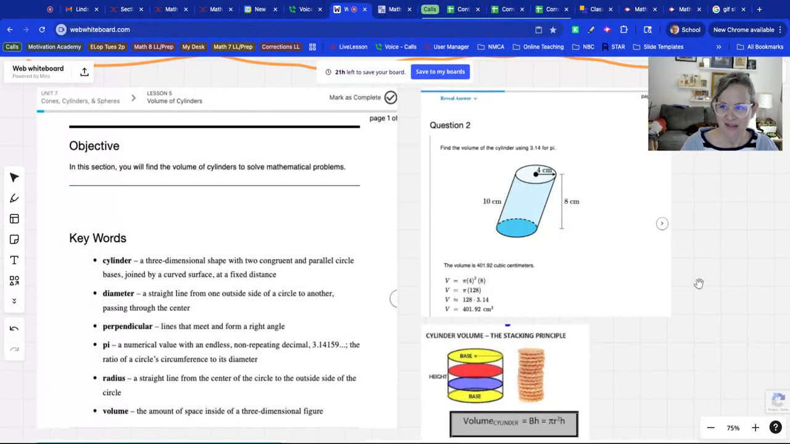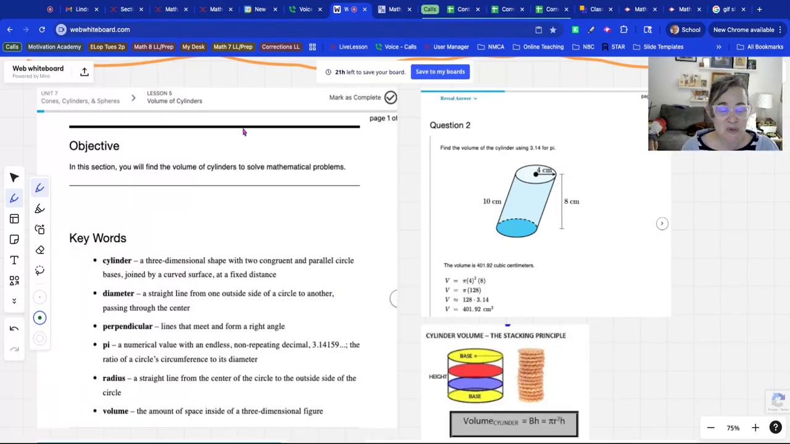Hi guys! So we're going to be moving into volume, which is great because that's actually the grade level standard. Surface area is supposed to be done in 7th grade, but we could all use a review. Volume is the 8th grade standard, and I think it's easier than surface area. The formulas are much less complicated.